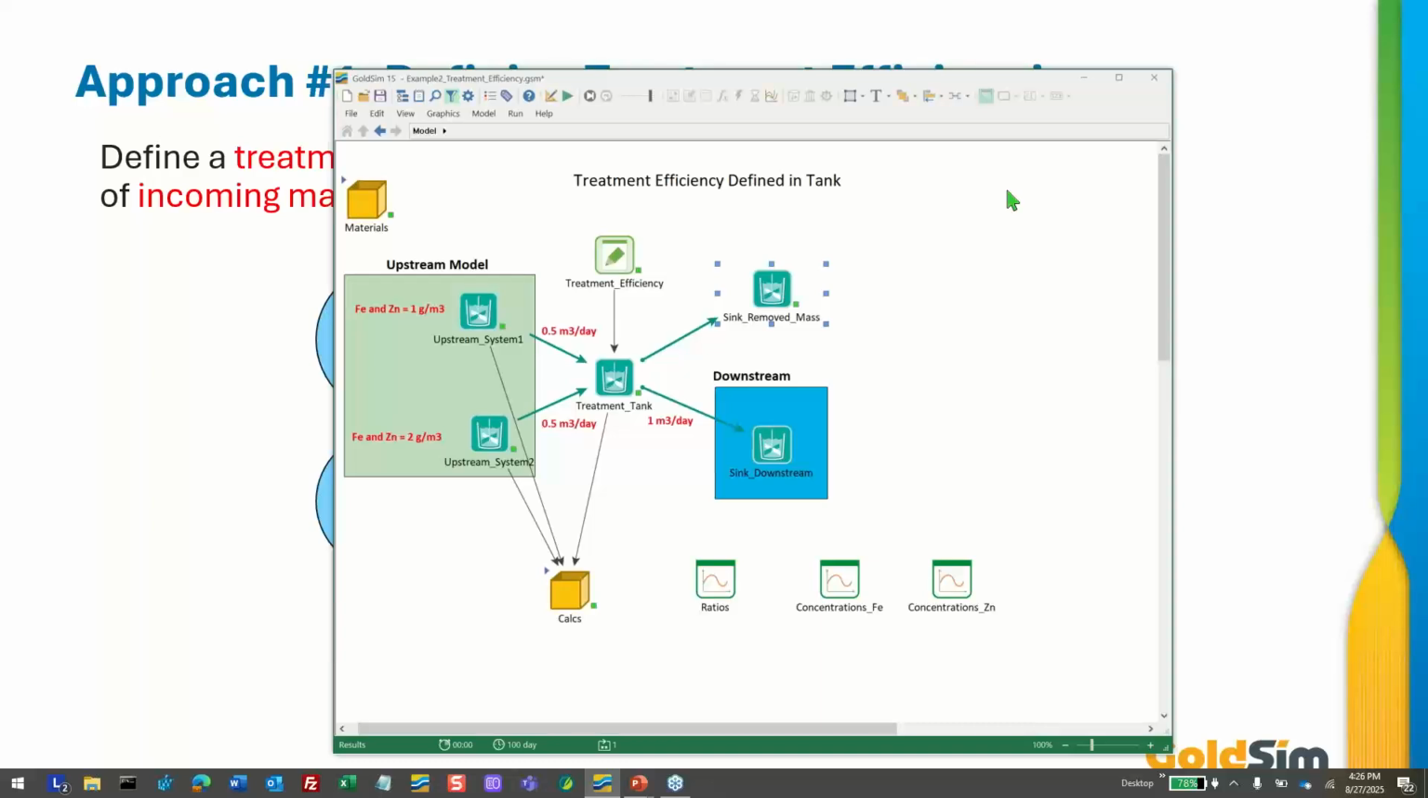A couple of comments here. The treatment efficiency, I just put in as a constant, but it doesn't have to be a constant. In fact, they may tell you that the treatment efficiency is a function of the concentration that's entering. So you could make this a function if you wanted to. It could be a function of other things, maybe other things that are going on in the system. The treatment efficiency can be responsive to other things.